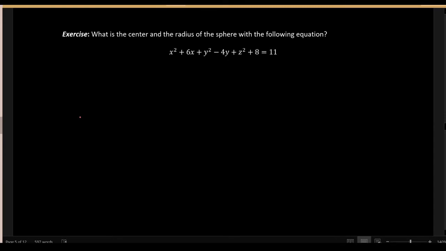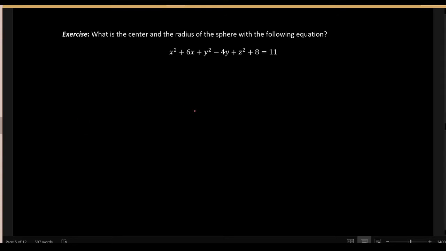Now sometimes you're given an equation for a sphere that's not quite in the correct format to make it easy to see the center and the radius. Sometimes some modification needs to be done, as in the following example. What is the center and the radius of the sphere with the following equation? x squared plus 6x plus y squared minus 4y plus z squared plus 8 equals 11.